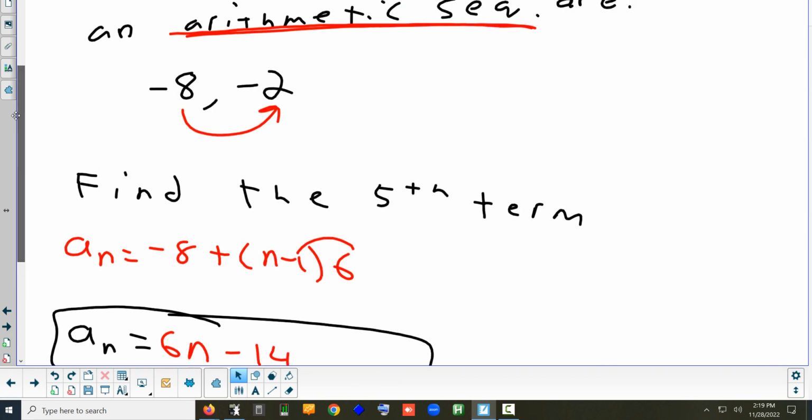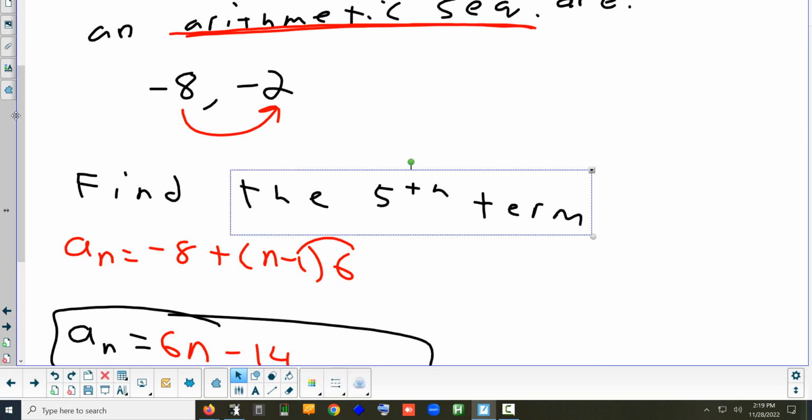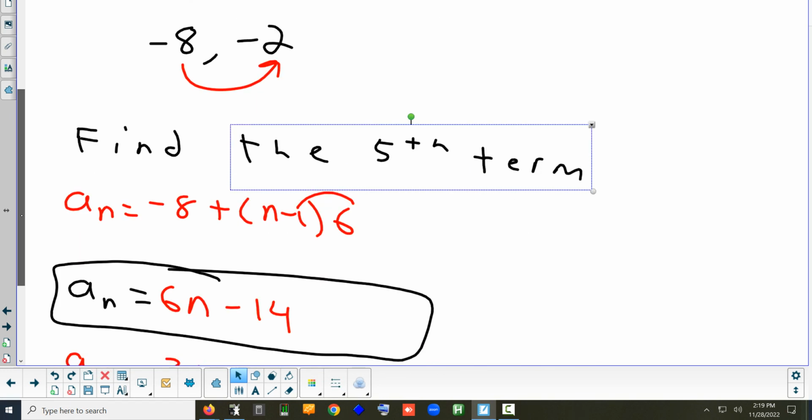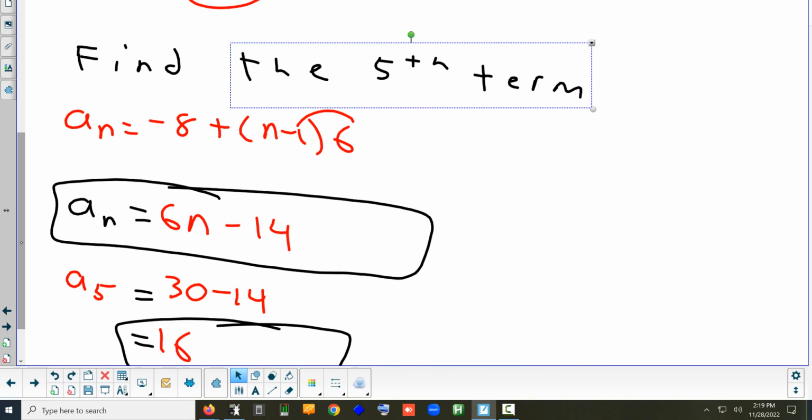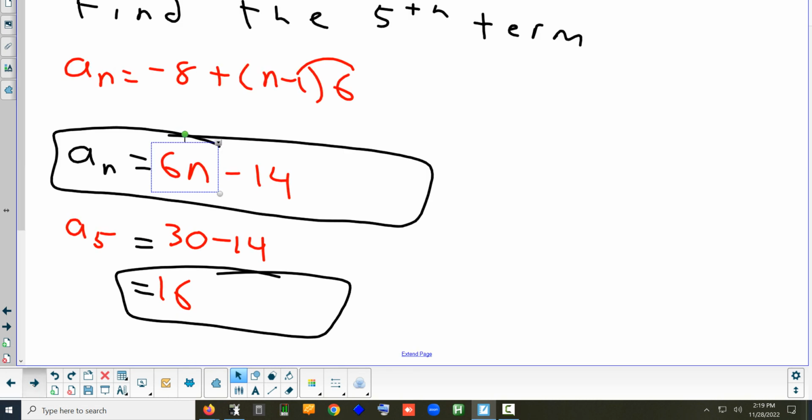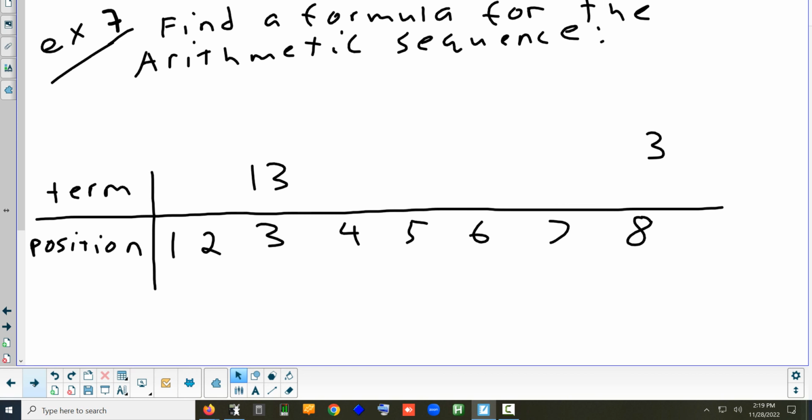Could I have found that quicker just by adding 6, and adding 6 again? Yeah. But if they wanted to know the 532nd term, well, now I can find that just as quickly. Just use my calculator. Fill in whatever you want for n. All right. Let's try this one.